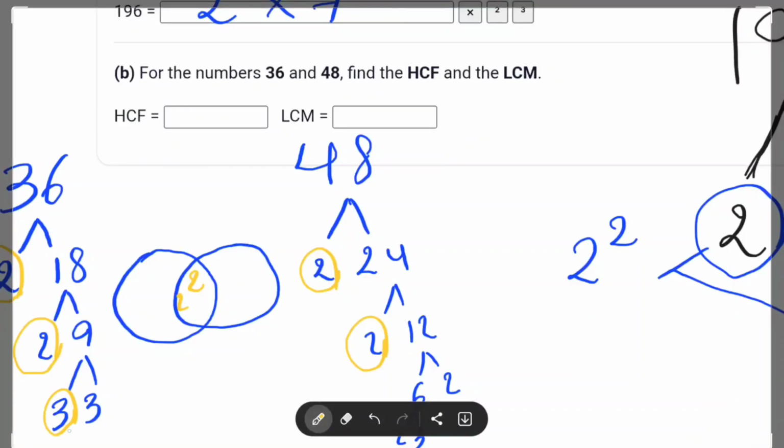The 3 goes in, and to finish populating the diagram, I'm going to write down the other numbers that we have not used on each side. The 3 on the left, and a 2 and a 2 on the right hand side. Now I have all my prime numbers there, and I can easily find out what the highest common factor is.